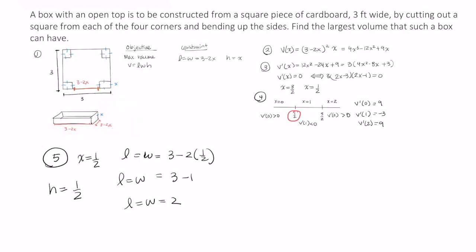And now for step 6, where we answer any follow-up questions. In this case, it was to find the largest volume that such a box can have. So the volume is equal to the length times the width times the height. So we have 2 times 2 times 1/2, and this is in feet cubed, since each of these is in feet. So we end up with a volume of 2 feet cubed.